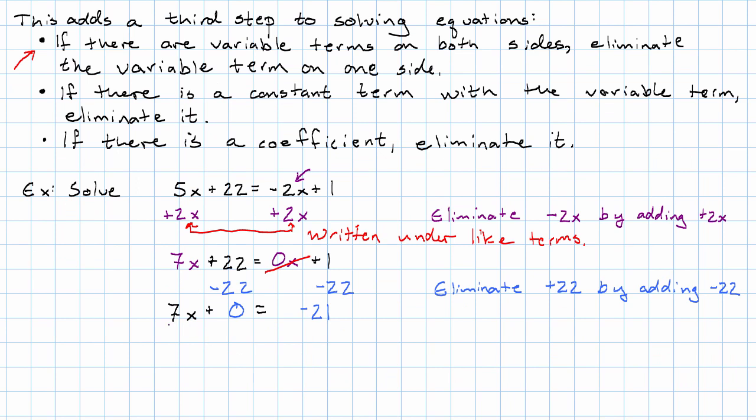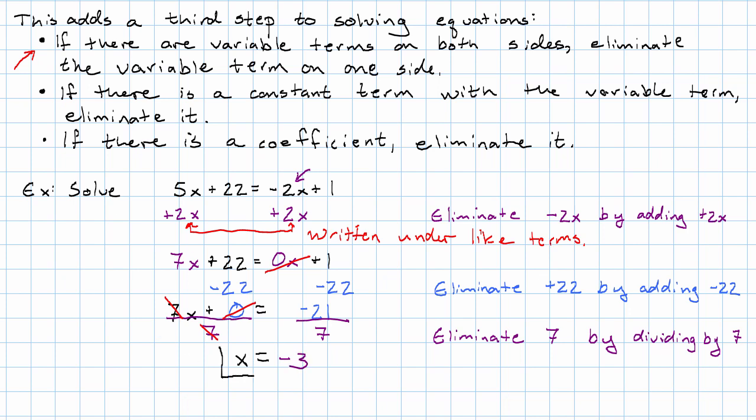Finally, I have this coefficient 7. To eliminate this coefficient, I can think of multiplying by 1/7 or dividing by 7. Right, dividing my left-hand side by 7 and my right-hand side by 7. Again, the 0 term doesn't do anything. The 7 cancels out, and I'm left with just x on the left. Negative 21 divided by 7 is negative 3. That's my solution.